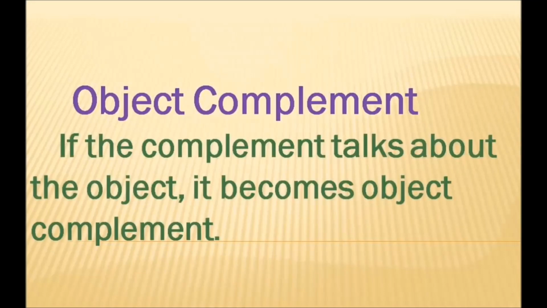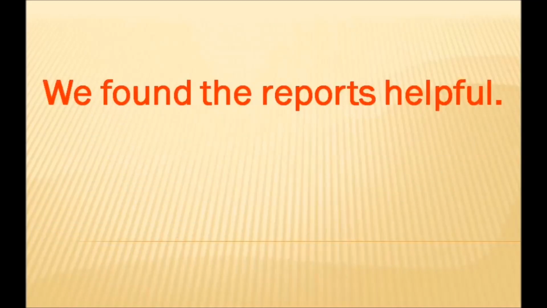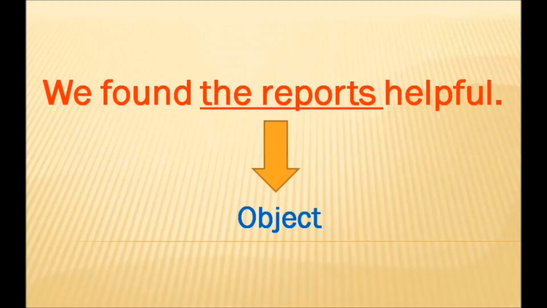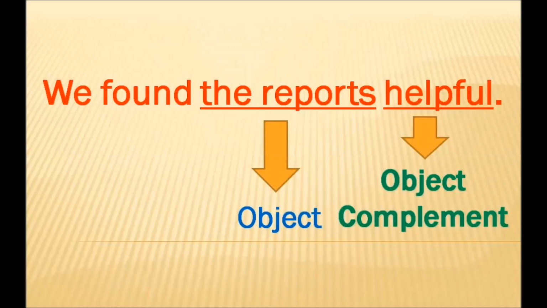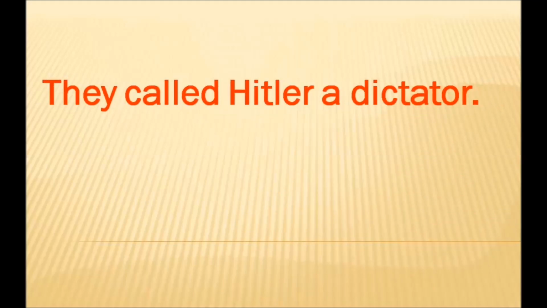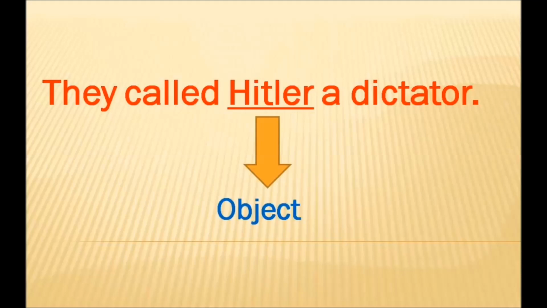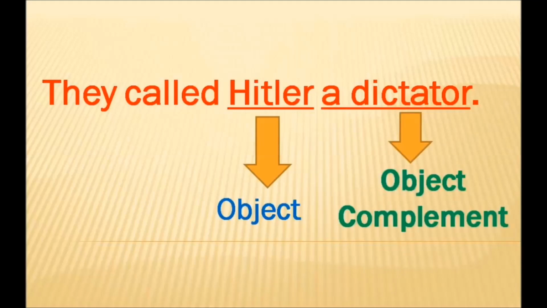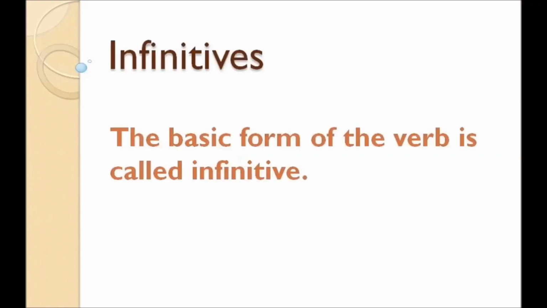Secondly, if the complement talks about the object, it becomes an object complement. We found the reports helpful. In this sentence, the reports is an object and so its complement is helpful. Again see, they called Hitler a dictator. In this sentence, Hitler is an object, therefore a dictator is the object complement. Dear students, you have seen the basic form of verb. The basic form of verb is called the infinitive.